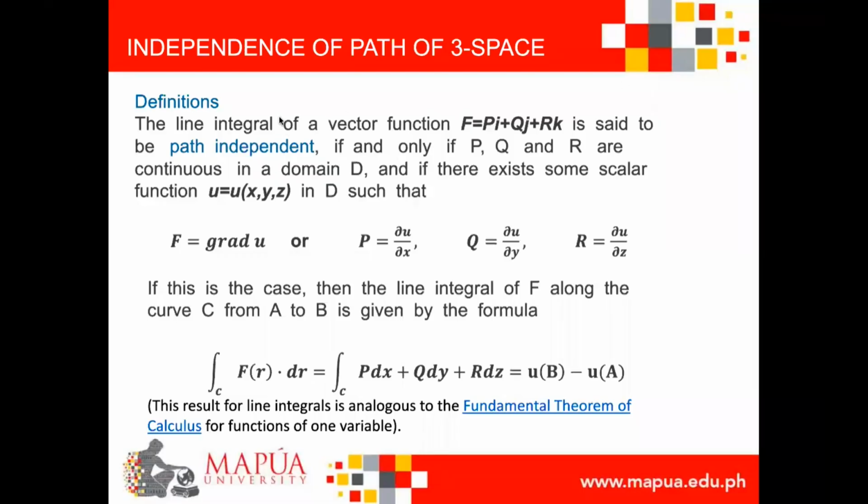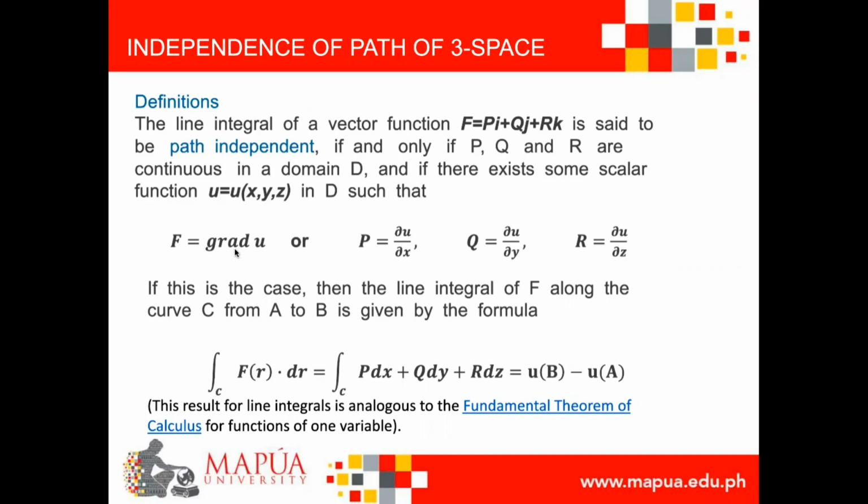We have here the definition of independence of path of three space. It says here, the line integral of a vector function F equals P i plus Q j plus R k is said to be path independent if and only if P, Q, and R are continuous in a domain D, and if there exists some scalar function u equals u of x, y, z in D, such that F equals grad of u.